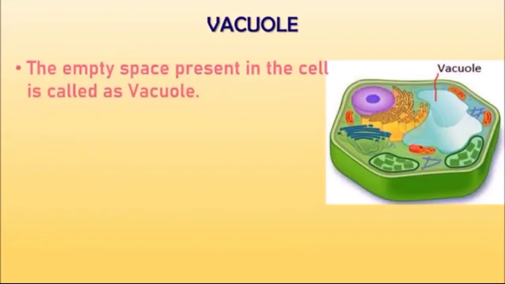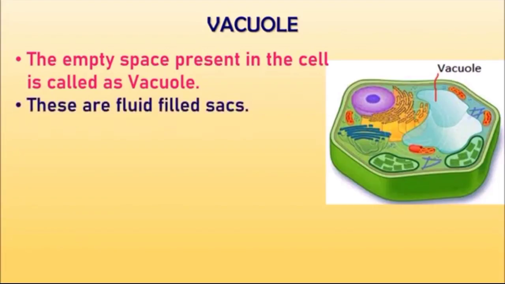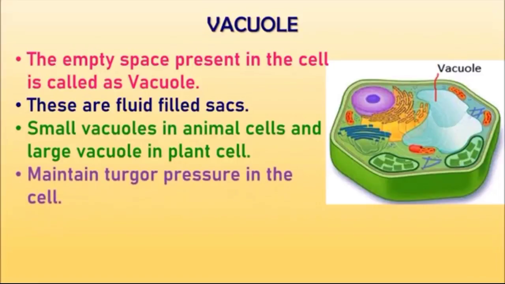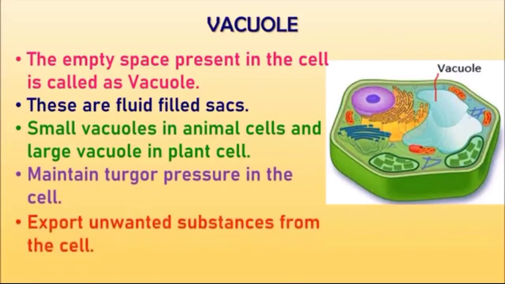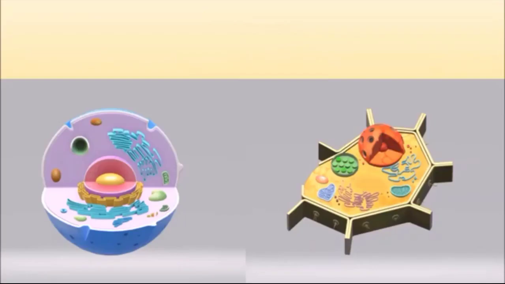And the next cell organelle is vacuole. The empty space present in the cell is called a vacuole. There is a large vacuole in plant cell and it is a fluid-filled sac. There are small vacuoles in animal cells and a large vacuole in plant cell. They maintain turgor pressure in the cell because the plants always absorb the water. They also export unwanted substances from the cell.